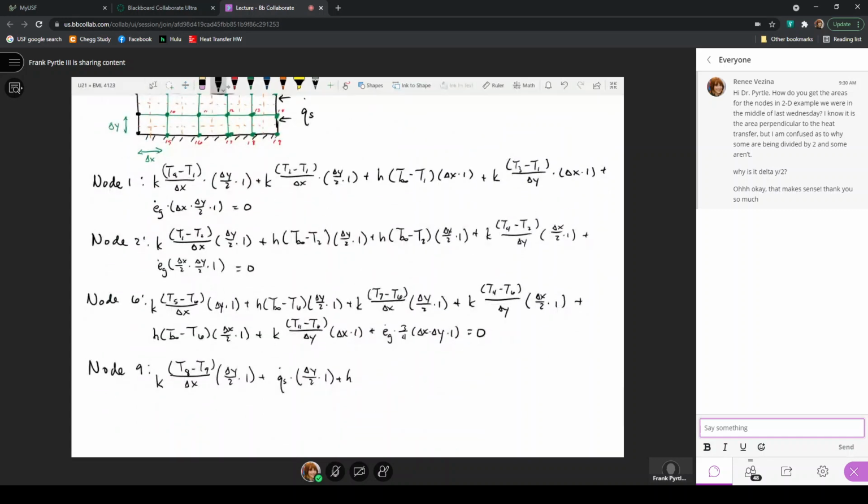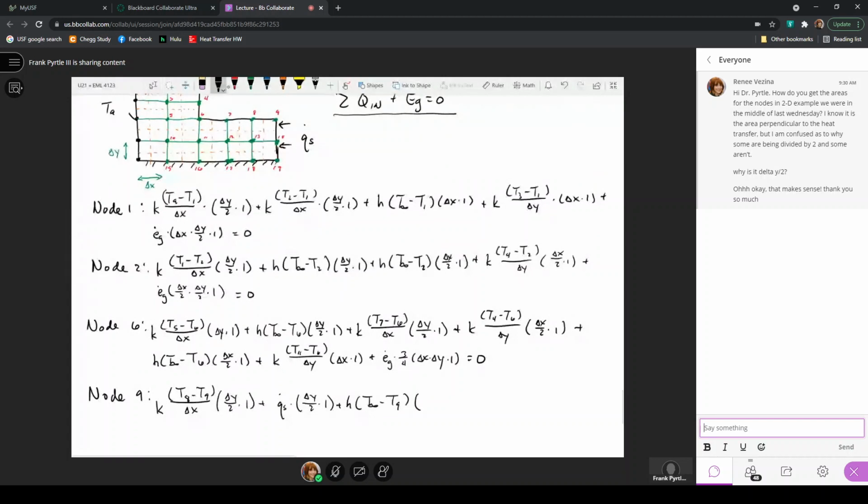So this is the heat transfer coefficient times T infinity minus T9 times the surface area. That surface area is delta X divided by 2 times the unit 1 into the page, plus the heat transfer by conduction from node 14. So this is K times T14 minus T9 divided by the distance between the two nodes, which is delta Y, times the area perpendicular to heat transfer, which is delta X divided by 2 times the unit 1 into the page, plus the generation that's occurring.